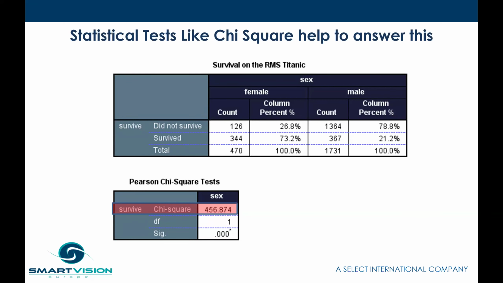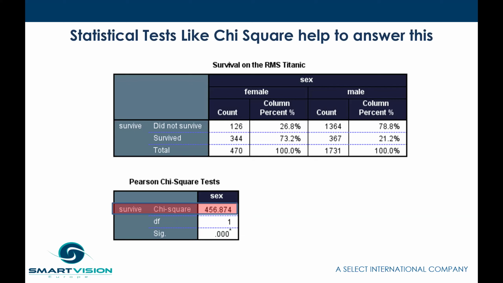If you lived in a universe where gender didn't make a difference to people's survival on the Titanic, how often would you get a result as extreme as this, where 73% of the females survived, but only 21% of males survived? And that returns a probability. That acts in many ways as a kind of measure of what's the most important factor, because the smaller that probability is, the greater the discriminatory power it has, the bigger a predictor it is of the outcome of whether or not they survived.